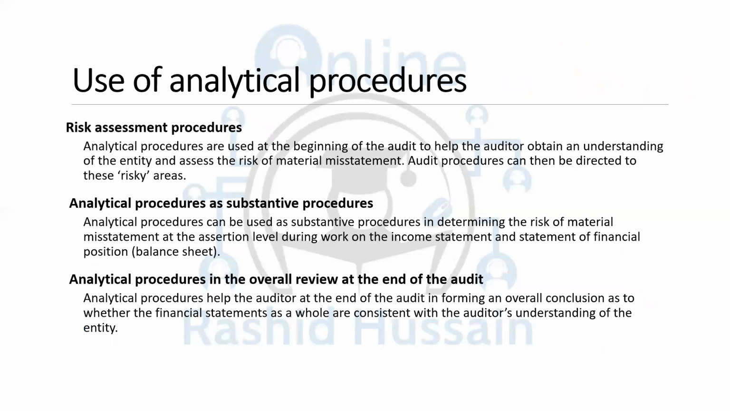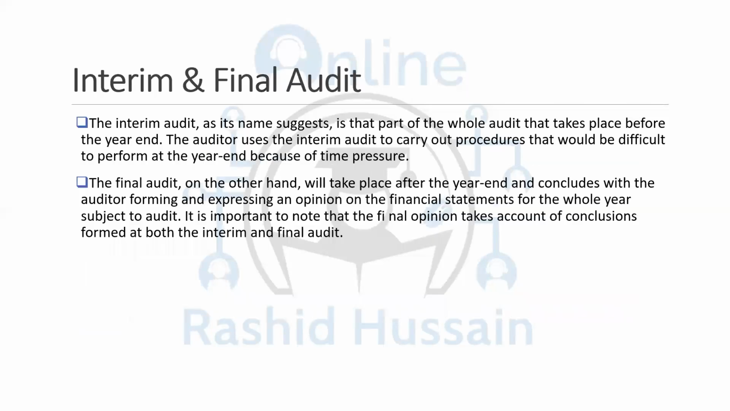So analytical procedures are used at 3 stages of the audit: at the planning stage for risk assessment, at the substantive testing stage for gathering the evidence, and at the review stage. It is very important to understand that APs are used at 3 stages: planning for risk assessment, evidence stage for collecting evidence as a substantive procedure, and then the third is the review stage.